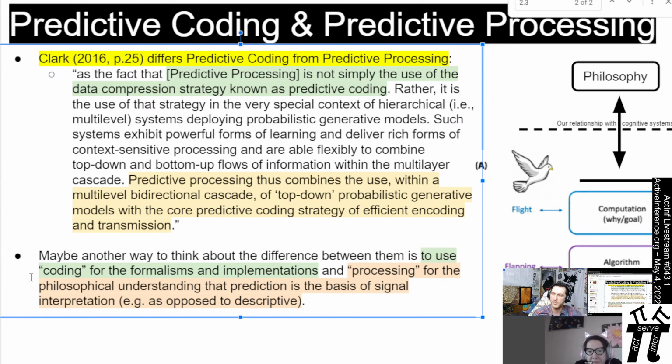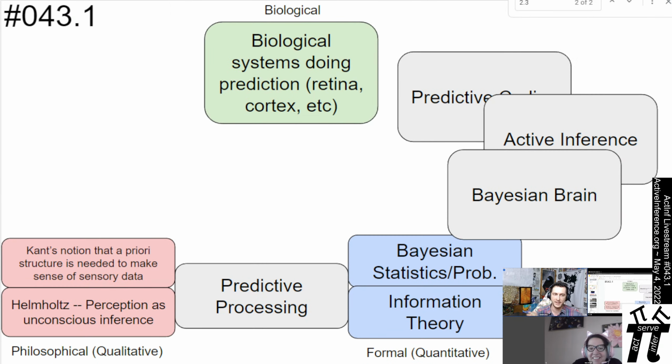And so Maria spoke to how another way to think about the difference between predictive coding and predictive processing is to use coding for the formalisms and implementations and processing for the philosophical understanding that prediction is the basis of signal interpretation as opposed to merely recognition or descriptive models. So if anyone has a thought on that, put it in the live chat or come get involved, but let's work with that delineation going forward.